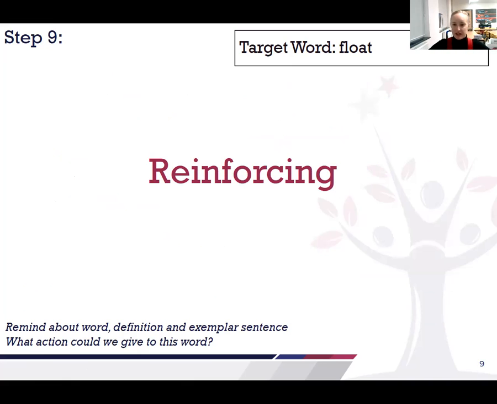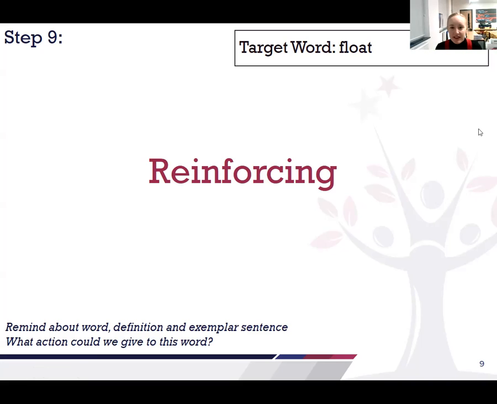So my word is float. Can you say that? Let's check how many syllables. Float, so it's got one syllable. The meaning of float is to hover, okay? And an example sentence is the astronaut was floating in space. Thank you for joining in.